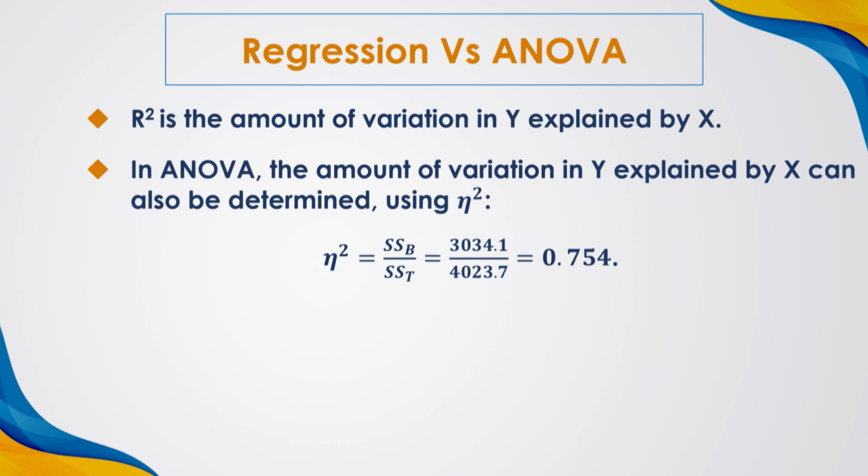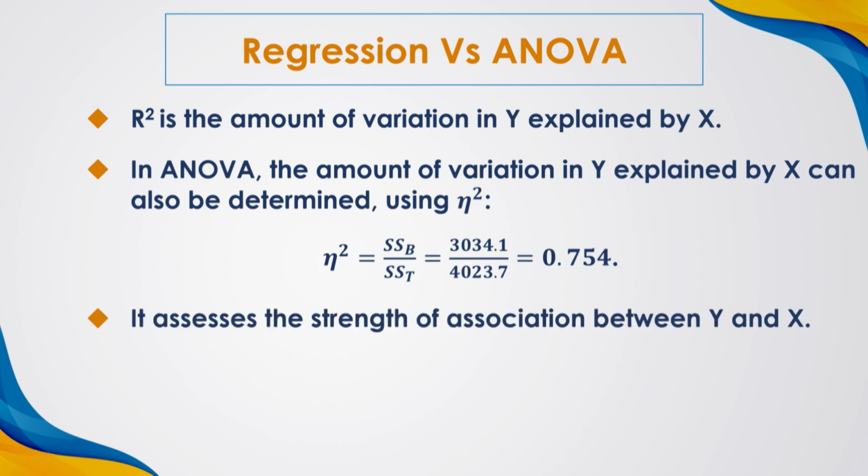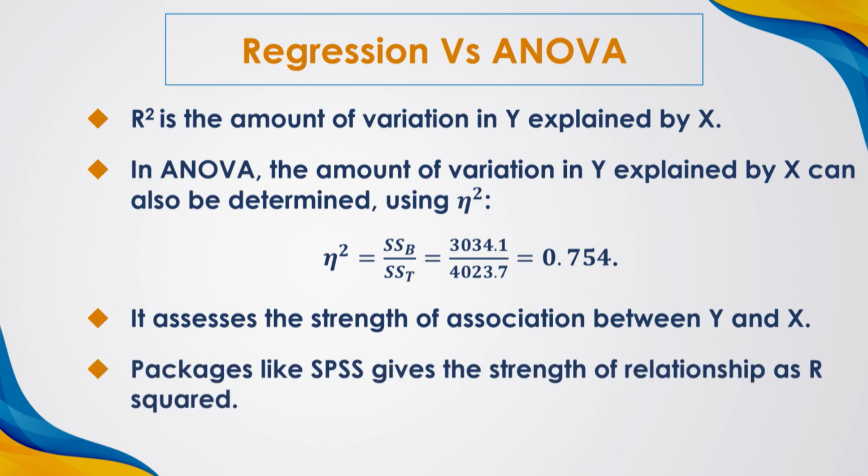When we divide the between sum of squares by the total sum of squares, we get a quantity called the strength of association. For the previous example, the strength of association is 0.74. It assesses the strength of association between the quantitative dependent variable and the categorical independent variable. Packages like SPSS give the strength of relationship as R squared instead of eta square.